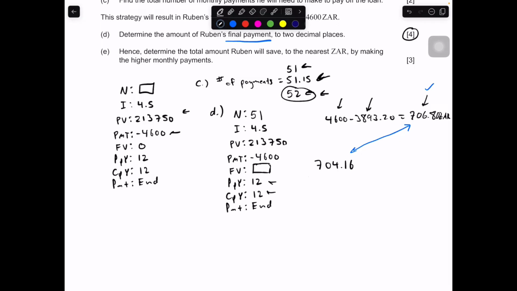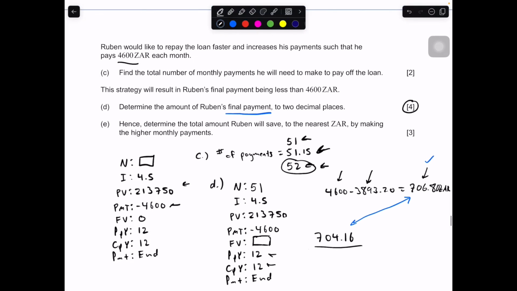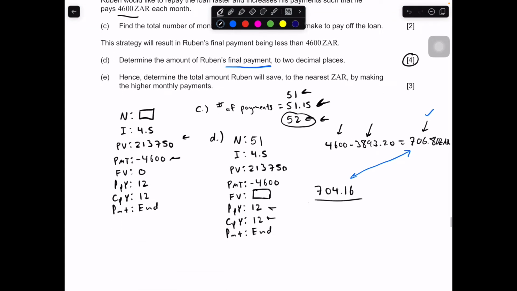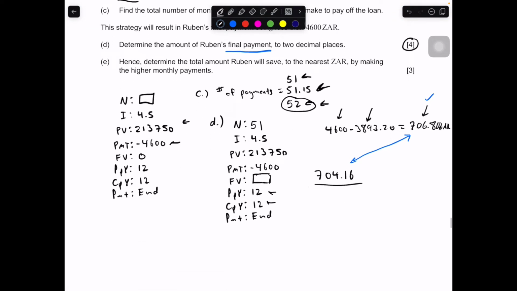So at the end of the 51st month, he still has $704.16, but he's going to make one more payment. And what is the size of that payment at the end of the month that he needs to make? It's not 704.16 because the bank is still charging interest. The bank is still charging 4.5% compounded annually. So this is where it gets a little challenging. We can use the financial solver, or we can use this.